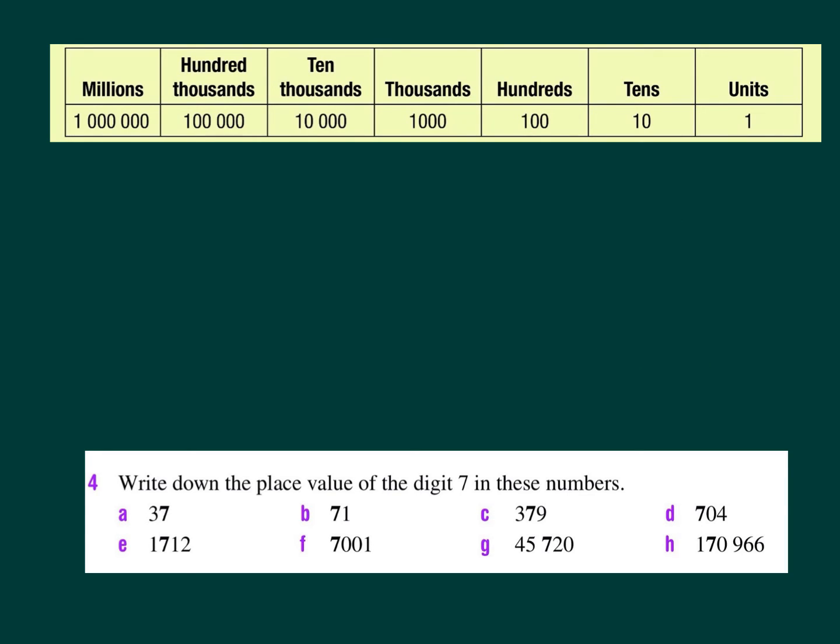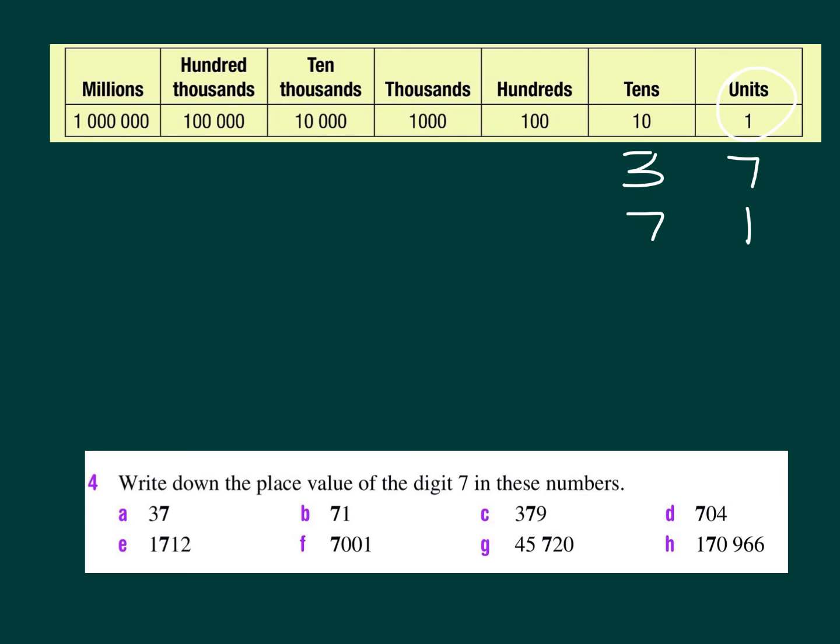So let's do a couple of practice questions. I want to write down the place value of the digit 7 in these numbers. For 37 we have a 3 and a 7. What is the value of the 7? The 7 is in fact a unit. What about 71? Pause the video and have a go at a couple of the others. Alright, well 71, the place value of the 7 is actually 70.